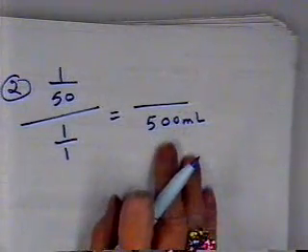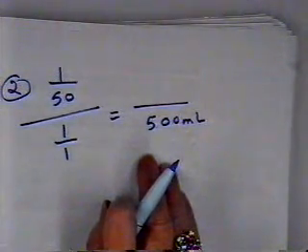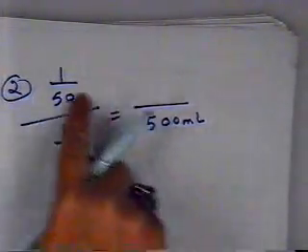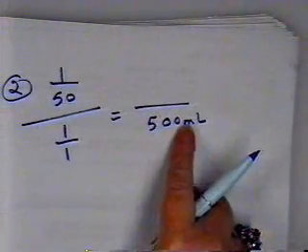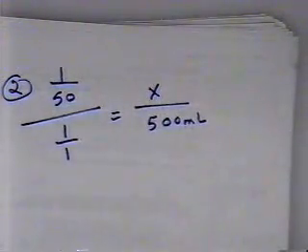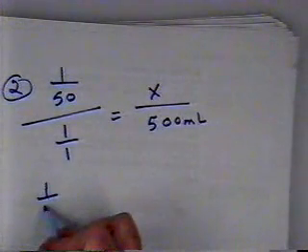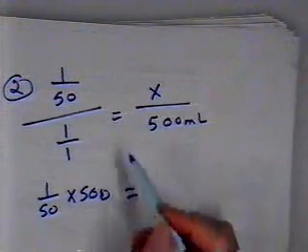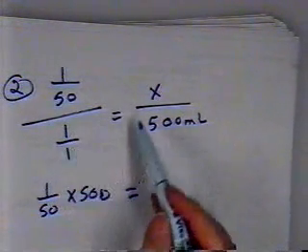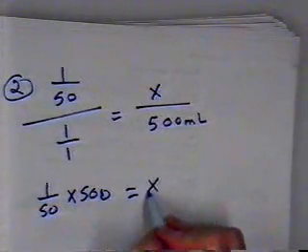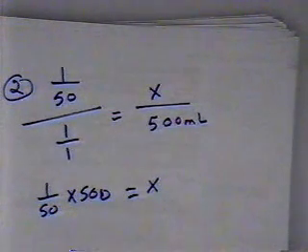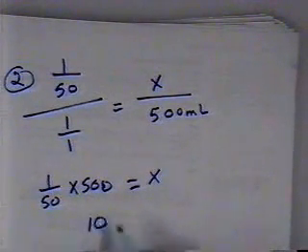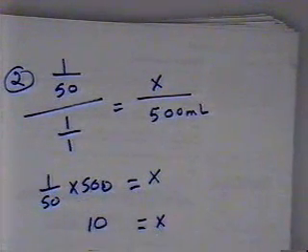That's the amount desired, so it goes on bottom. Check your word of. 500 of 1 to 50. So I'm going to take 1 over 50 times 500. But 1 over 1 is 1, so when I multiply it by x, I just get an x. 50 goes into there 10 times.